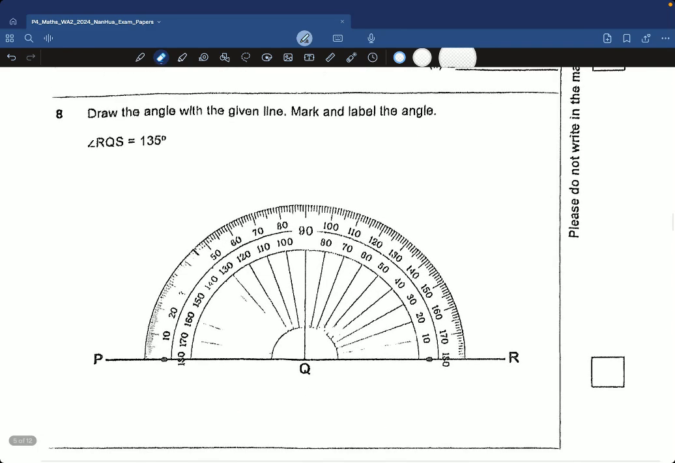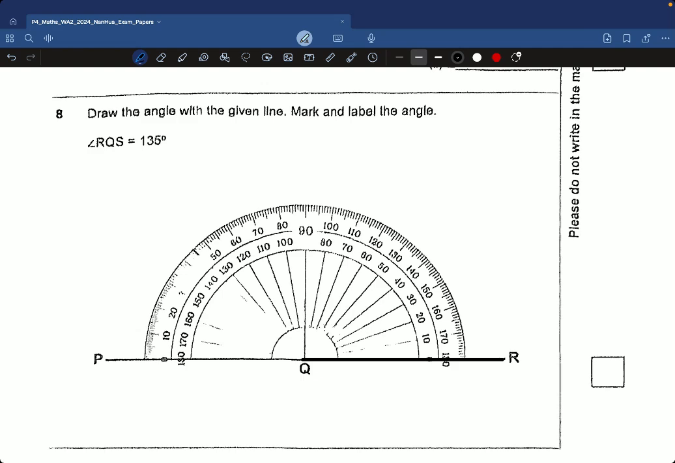Question 8. All right. It says here, draw the angle with a given line. Mark and label the angle. All right, so RQS is 135. So what that means is we need to draw a line from R and Q. So we can ignore P and we just focus on R and Q. So first is that I'm going to draw the line over here. See if it's very visible. So I'm going to draw a line from R and Q.